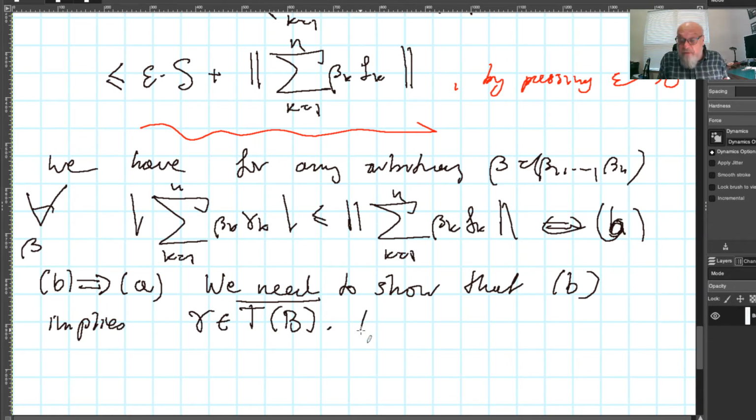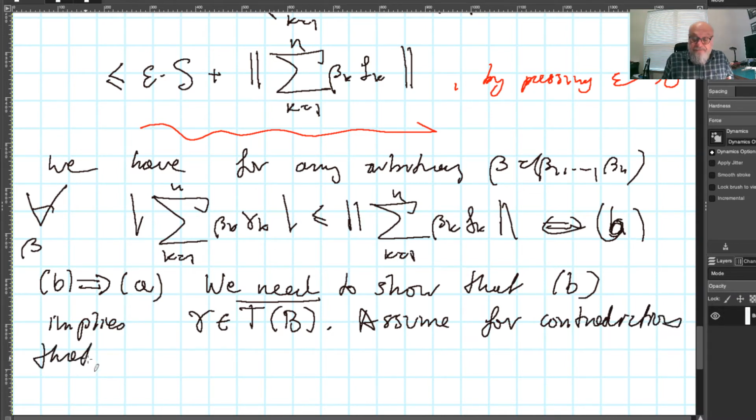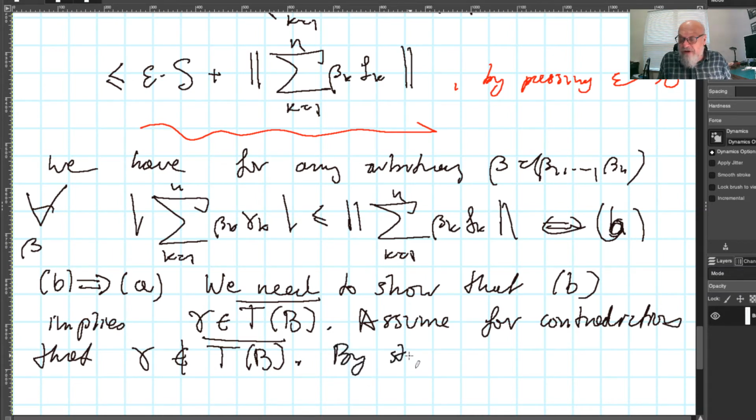So assume for contradiction that gamma does not belong to the closure of B. The image of a ball is a convex set, so this is definitely a convex set. Gamma is a single point, so by the strict separation theorem.